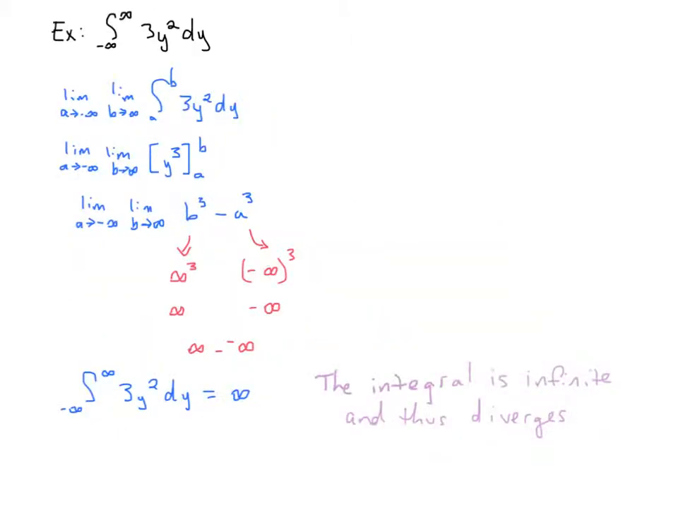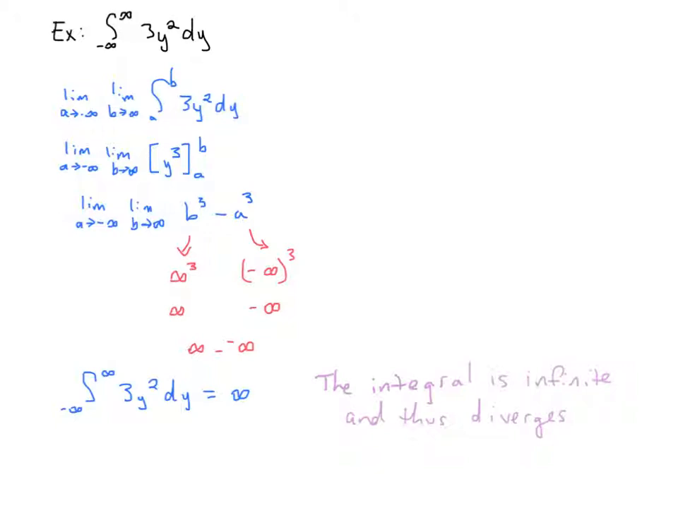Alright, here's another example. For this integral, we're going from negative infinity to positive infinity, so we're going to need to change both limits on the integral. So our lower bound, we'll change it to a, the upper bound will change to b, so I'm going from a to b, and a is approaching negative infinity and b is approaching infinity. You can put those in the other order if you want to, it doesn't matter as long as you've got both of them. And then our integrand is 3y squared, dy.